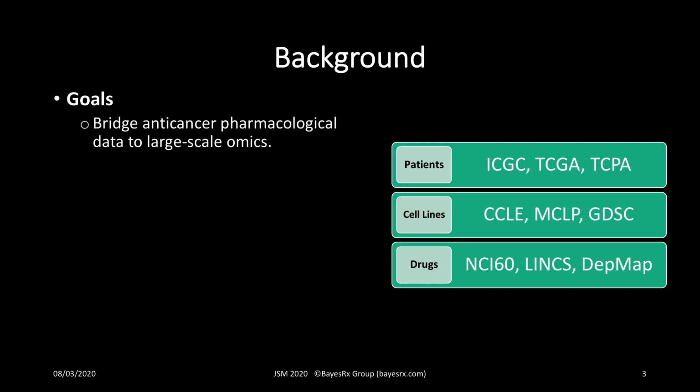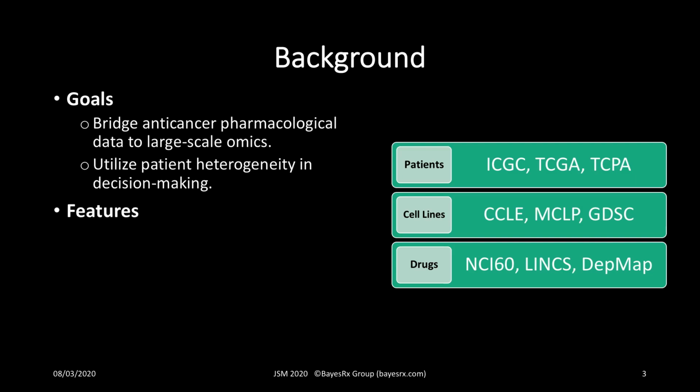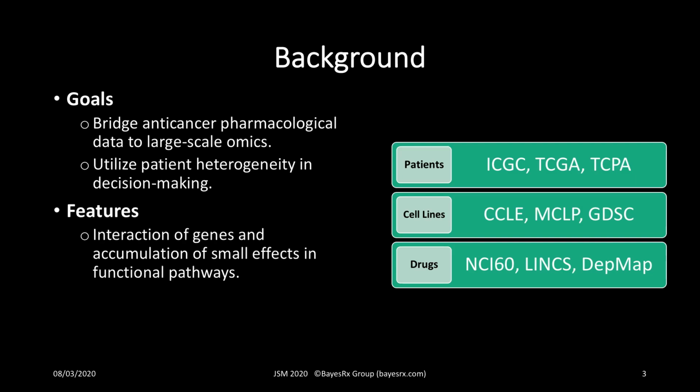Our goals are primarily twofold. We want to bridge anti-cancer pharmacological data to the large-scale omics that we have. And while doing that, we want to utilize the patient individuality or heterogeneity in terms of our decision making. The features of this problem are, first of all, we are looking at a large set of genes and proteins which are potentially interacting between themselves in functional pathways, and they have different kinds of small and cascading effects that are possibly accumulating together to express something bigger.